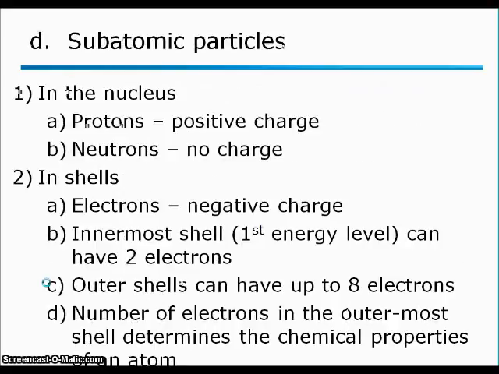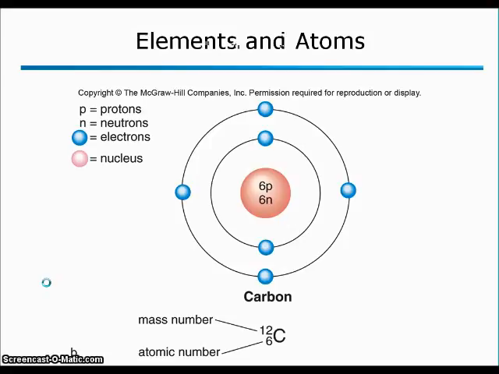And we do need to be reminded that there are subatomic particles, including protons, neutrons, and electrons, and that protons have a positive charge, neutrons no charge, hence the word neutral, neutron, and then electrons have a negative charge. And there's a certain way that electrons can be arranged. And here we have a nice picture.